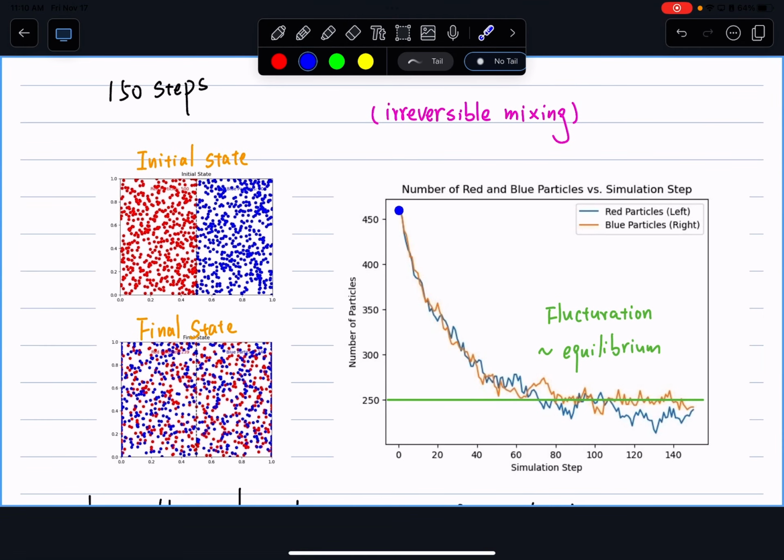Now, that's our step one, so it never hit that 500 point. We can see a very clear trend of decreasing until we reach that bottom line, around 250. So it means 250 red on the left, 250 red on the right, and 250 blue on the left, 250 blue on the right. So in this part, we see the system has almost reached the equilibrium point. It's just fluctuating around that equilibrium point.